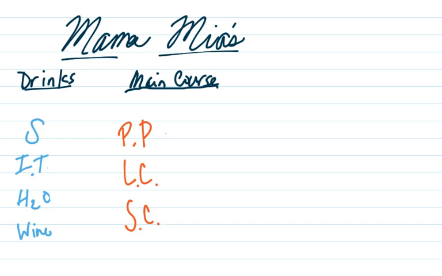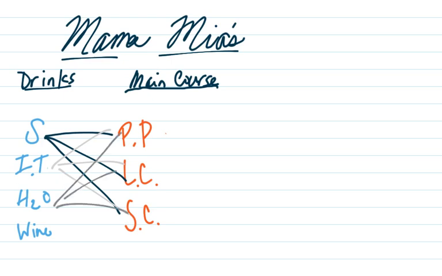So we're going to take each entree with each drink. So start with the drinks. So the first drink we're going to start with is soda. So we have soda with Pasta Primavera, soda with linguine and clam sauce, and soda with the spaghetti. Then we have the iced tea with each of those. So that gives us 3 more possibilities. Then we have the water with each of those, which gives us 3 more possibilities. And then we have the wine, which gives us 3 more possibilities.